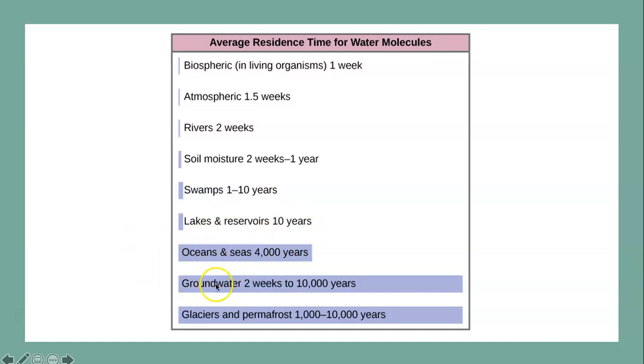But if it's in the groundwater, it could either last 2 weeks or up to 10,000 years. So even being in the ocean is more accessible, more timeline accessible than it is being in the groundwater. And the last one I want to talk about is those in the glaciers and the permafrost can be up to 10,000 years, right? If it's in the permafrost.